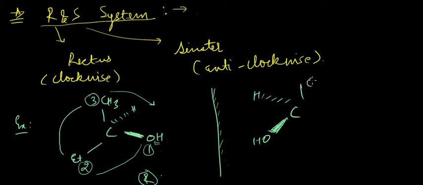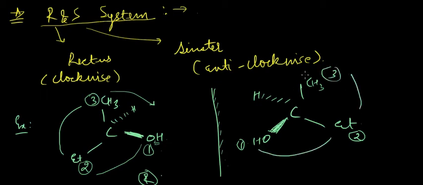So it would have priority wise, first priority here, second priority obviously here, third here. So if we draw from first priority to second priority to third priority, it is in anti-clockwise direction. So this is S configuration. Okay, so mirror image or enantiomers have opposite RS configuration.